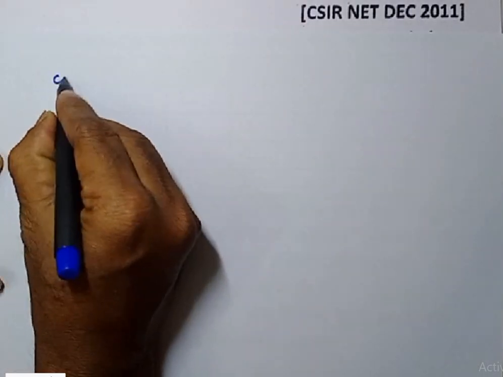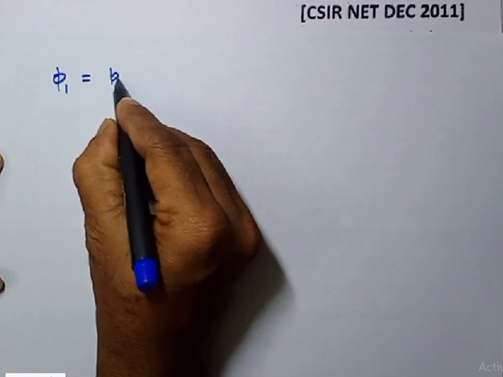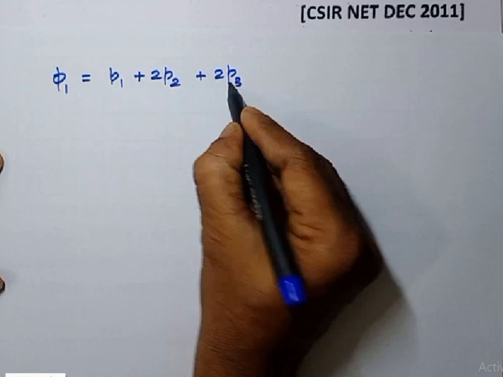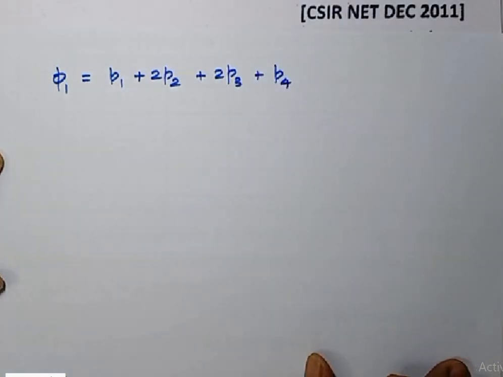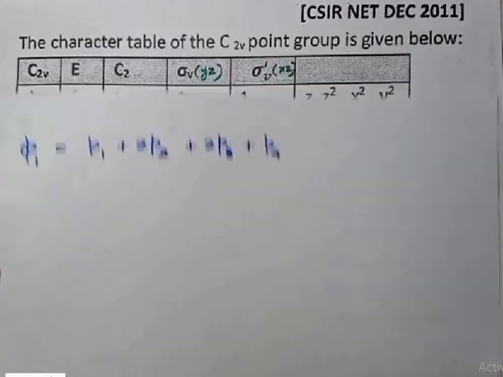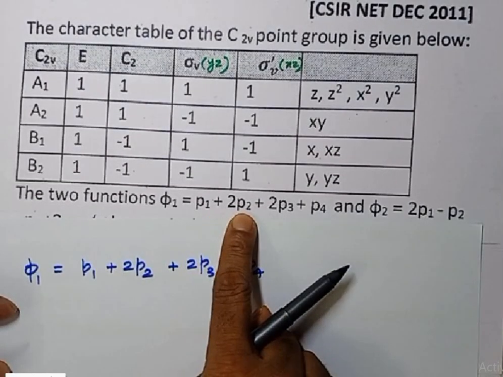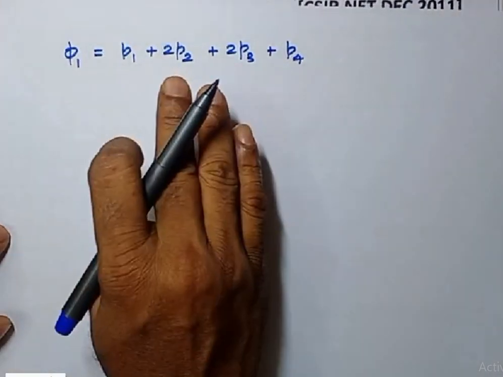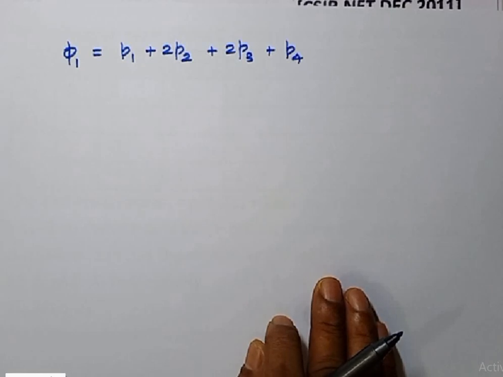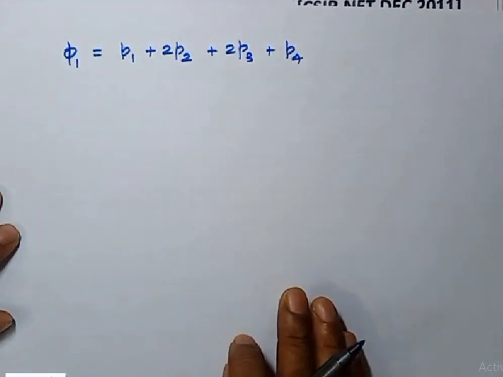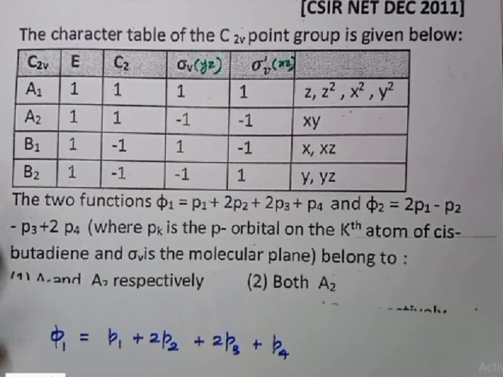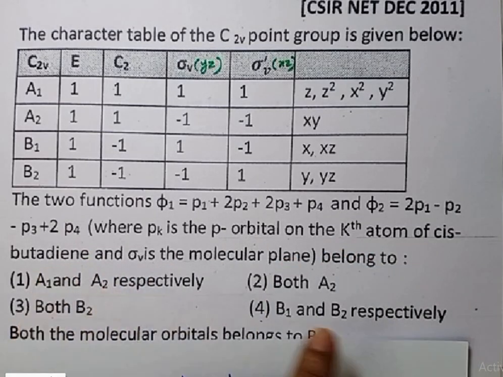Yes, how to proceed? Two molecular orbitals are given. One is phi1 equals p1 plus 2p2 plus 2p3 plus p4. This is one molecular orbital function. First, we will identify in which irreducible representation this orbital belongs. This is a molecular orbital of cis butadiene, as it is given clearly here. This molecule is cis butadiene.